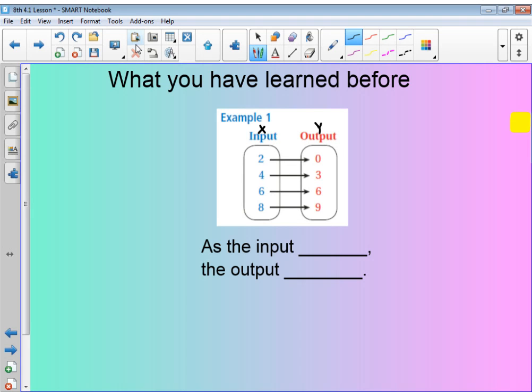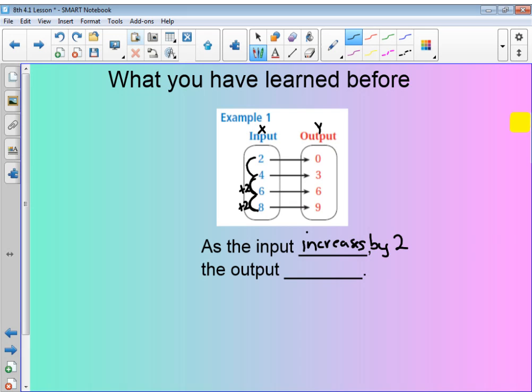If we take a look at our input, what is happening between each of these numbers? As we go from 2 to 4, it looks like we're increasing by 2, adding 2. Does that happen with our next one? From 4 to 6, it looks like we're adding 2. And from 6 to 8, we're adding 2. So as the input increases by 2, what is happening to our output?